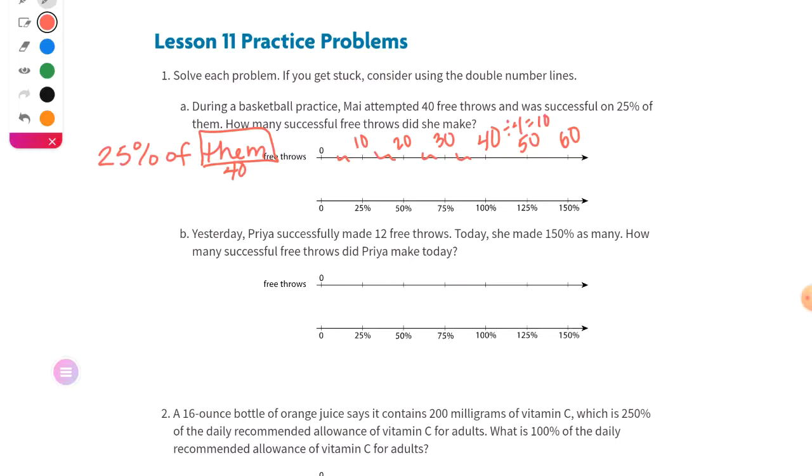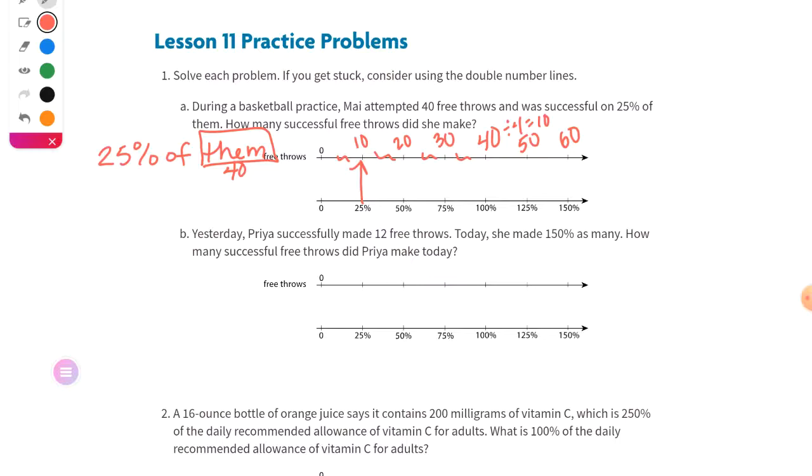How do I find my answer, Lexi? You see which one is above 25%? Yeah, 25%. So she made 10 free throws. The percentage and your part always have the same label. Okay, 25% of the shots she made was 10 free throws. She made 10 free throws.